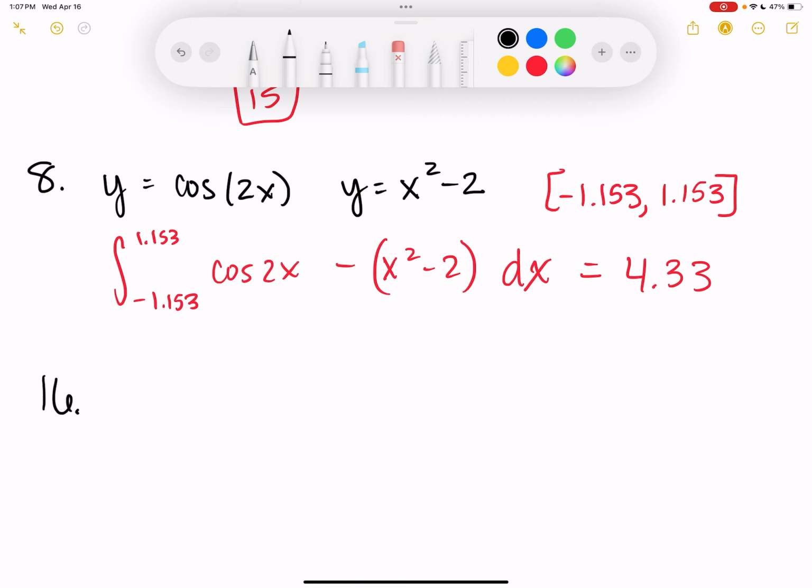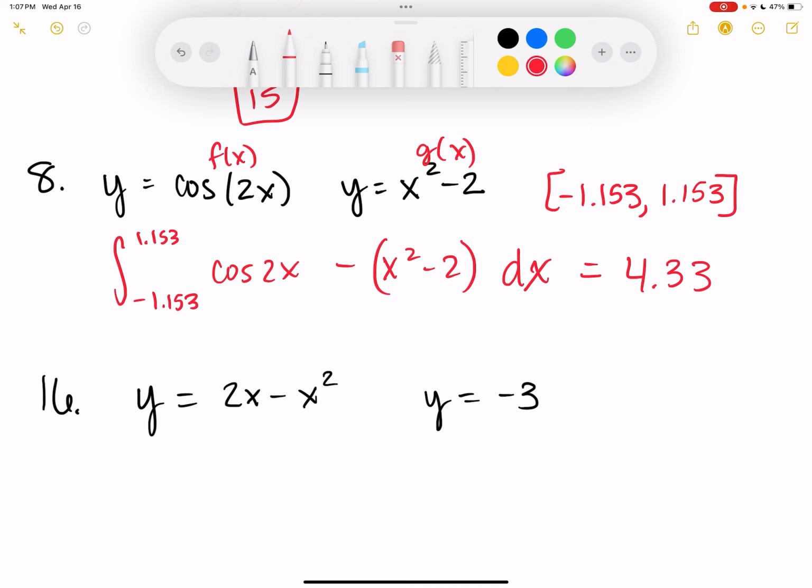And number 16. Find the area of the regions enclosed by the lines and curves. So y equals 2x minus x squared and y equals negative 3. Now, I did not specify this, but in our formula, this would have been f of x, this would have been g of x. Oh, good job, I already wrote that.